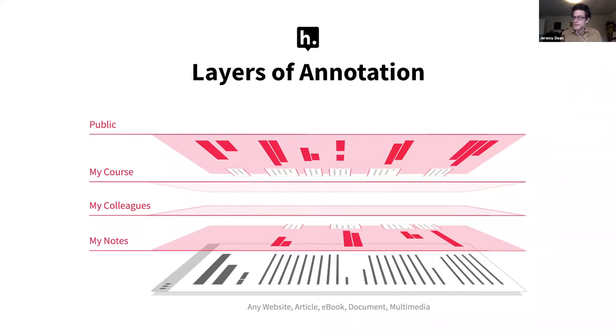But a lot of new affordances are added by annotation in the digital network spaces that we are teaching and learning in today. So this is the Hypothesis vision for annotation, that any website, article, ebook, document, or piece of multimedia can have multiple layers of annotation. You can still have that traditional layer of private marginal notes, that bottom layer in the image on the screen here. You can also have a public layer.